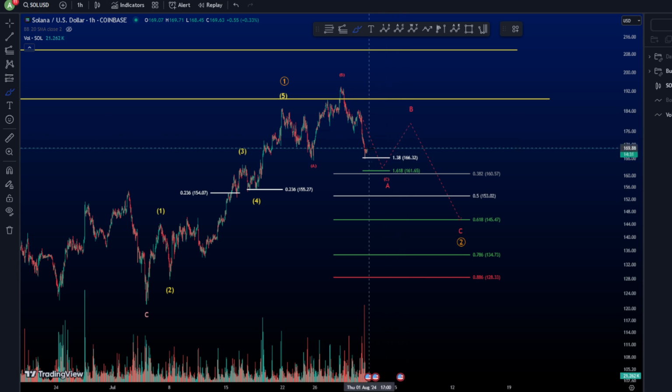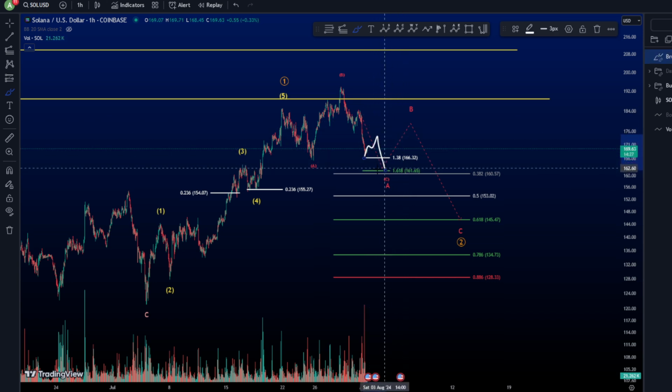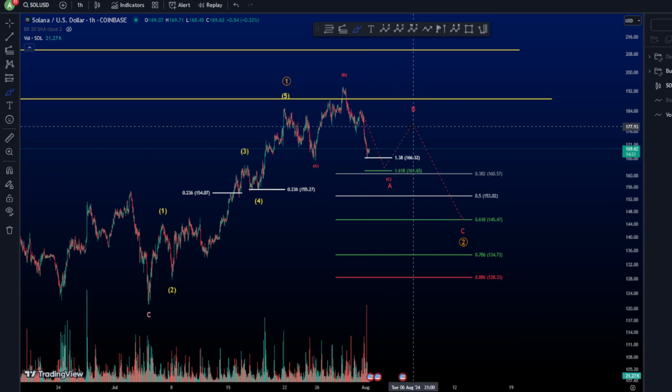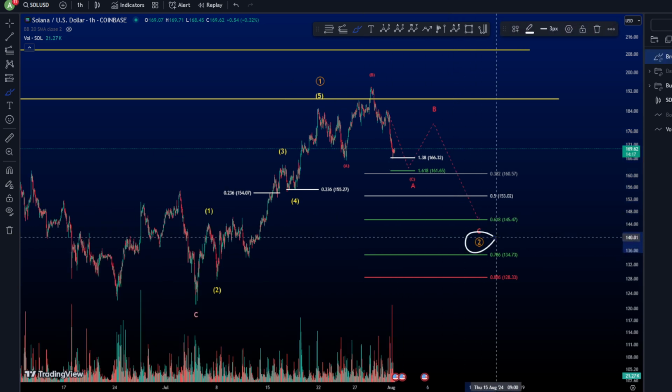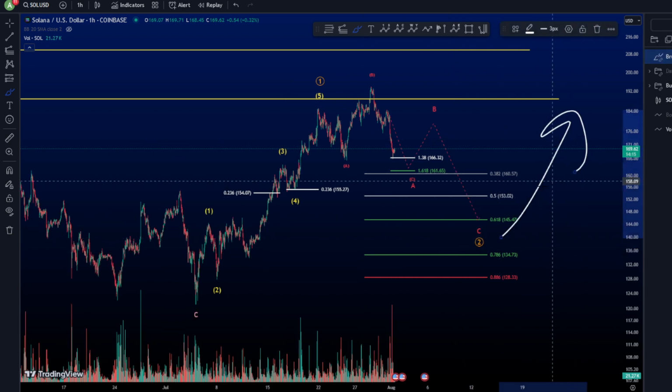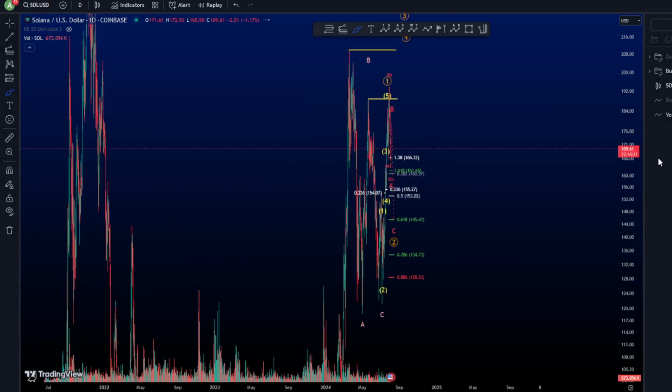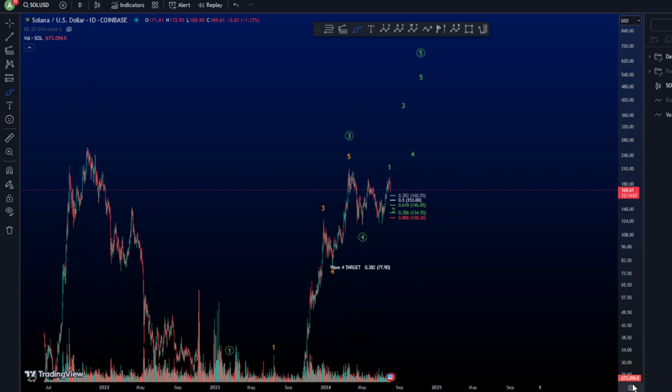However, until that far, keep an eye on it, and we are still looking a little bit for downside, and then a retrace again for wave B, and then toward wave C again, finishing wave 2 and moving towards the upside again for Solana, reaching around, let's see, almost the target of wave 5.